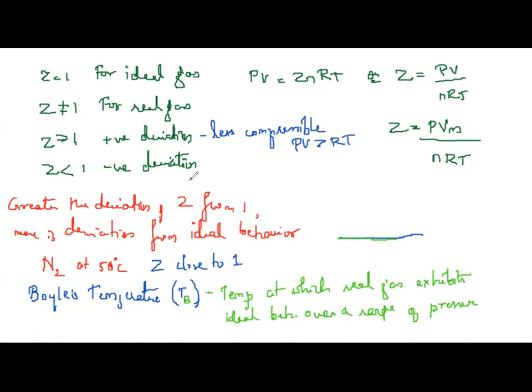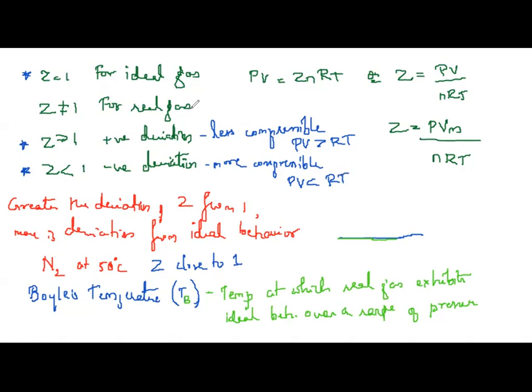If Z is less than 1, it shows negative deviation. That means it is more compressible, and shows a negative deviation. Why is it like that? If Z is less than 1, PV will be less than RT. Please do remember this. These points are very important. Ideal gas. Greater than 1: positive deviation, less compressible, PV is greater than RT. Negative deviation: Z is less than 1, more compressible, PV is less than RT.